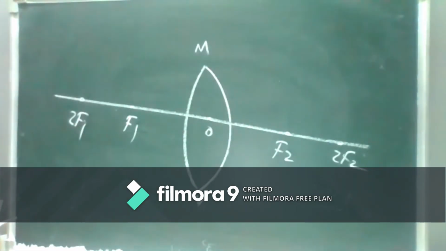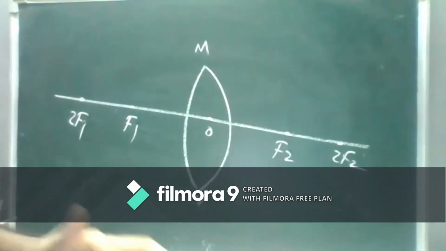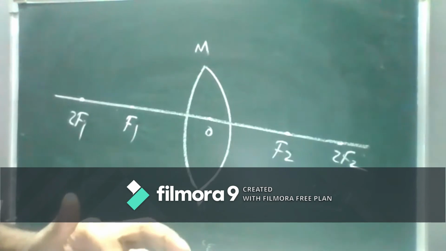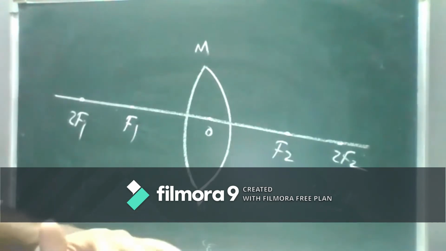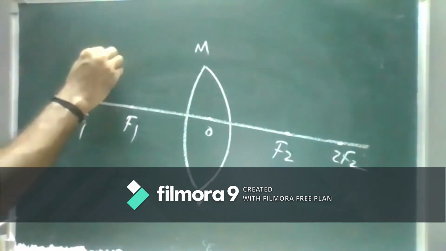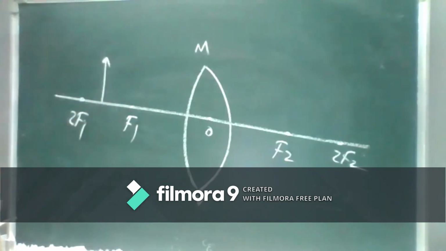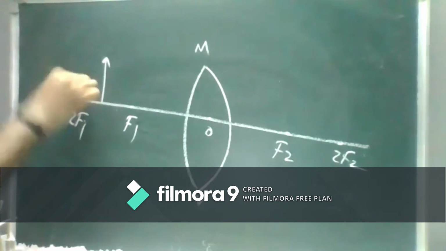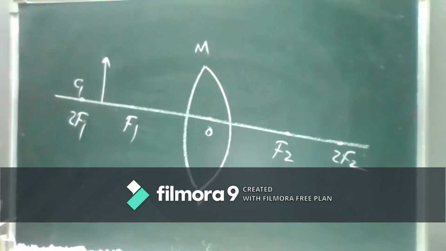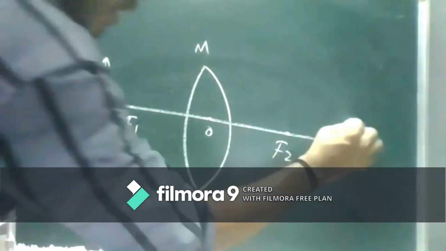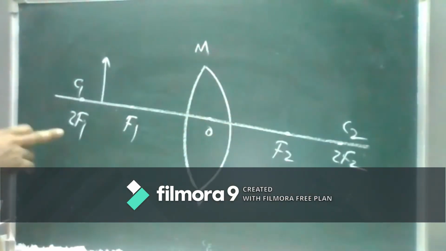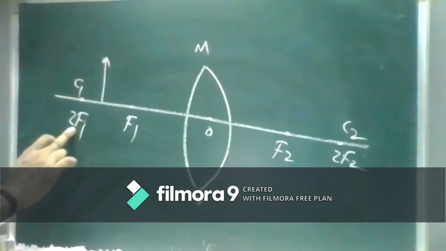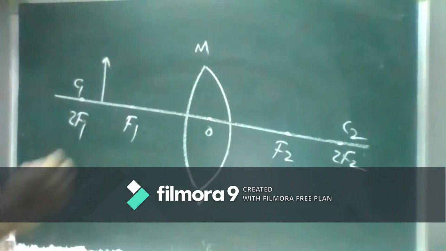Okay, now I'm placing an object between 2f1 and f1. If you are comfortable, you can use the center of curvature C1 itself, because this center of curvature is nothing but 2f1. So C1 and this C2, if you want, or else 2f1, 2f2. Now this is your image between f1 and 2f1. Now I'm giving some names.